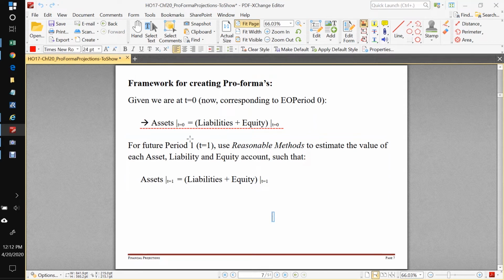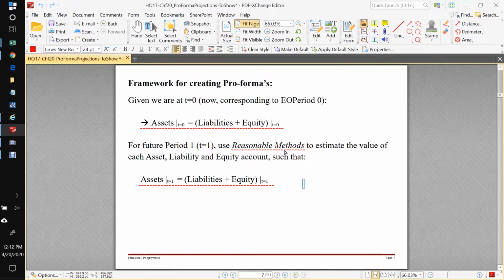And then what we want to do is project the financial statements forward by one period to t equals 1. That could be the end of year 1 in the future, or the end of month 1 if we're doing monthly projections. So what are we going to do? We're going to use, and here I sound like an economist, quote unquote reasonable methods to estimate the value of all of our asset, liability, and equity accounts in the future, and we'll do it in such a way that at the end of period 1, assets are equal to liabilities plus equity at the end of that period.